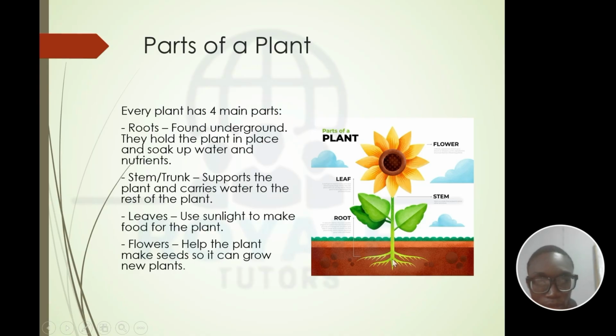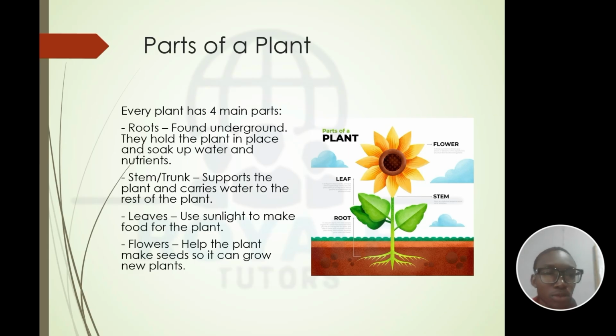Now the next will be the stem. The stem is this long green thing that stretches all the way from the roots to every other part of the plant. Now what does it do? It's the part of the plant that is responsible for holding the plant. It ensures the plant is able to stand strong.